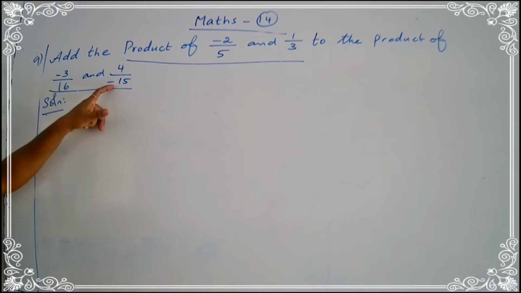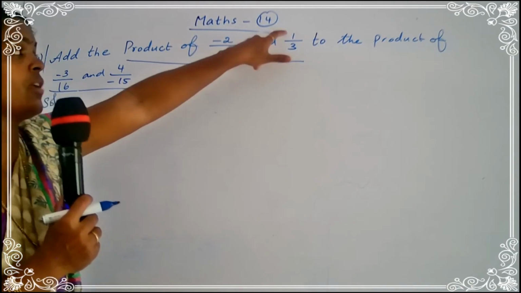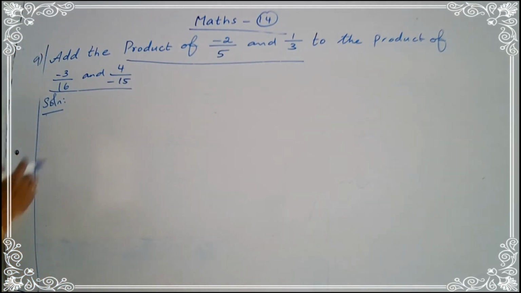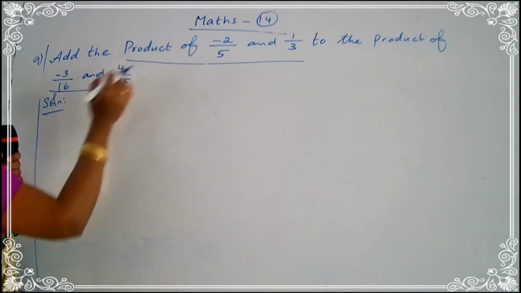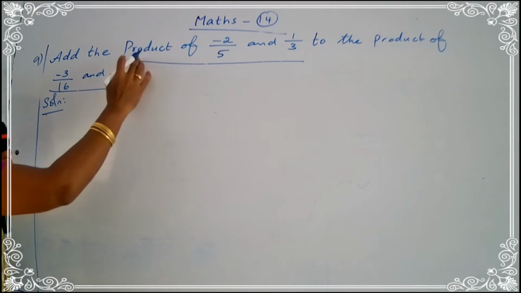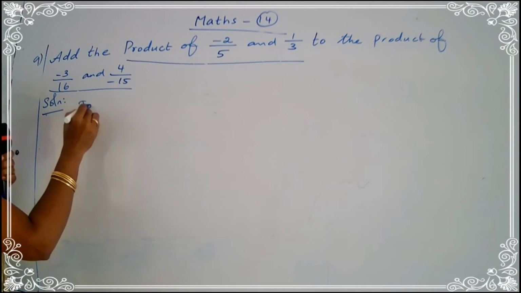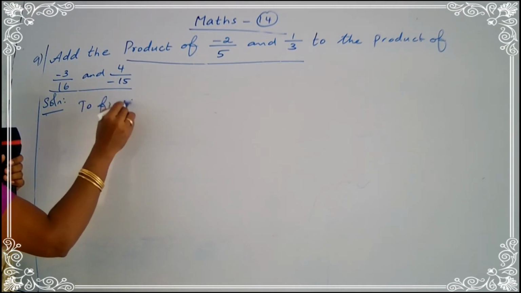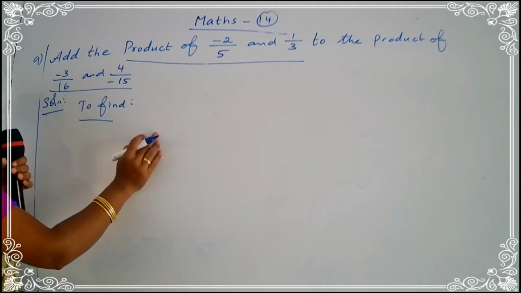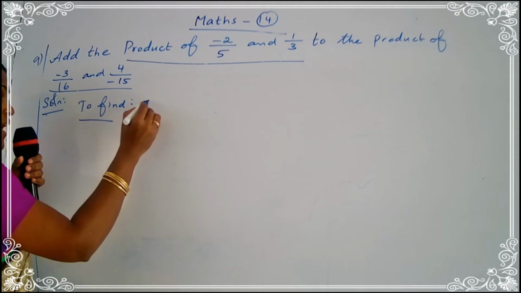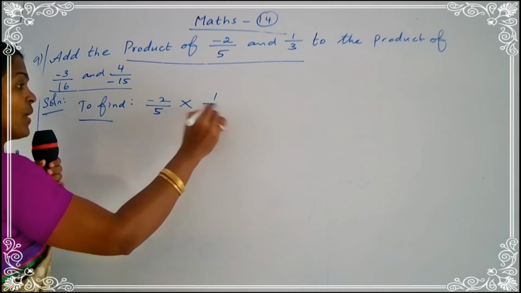So, we find the value of the product of minus 2 upon 5 and 1 upon 3. Right? We are going to add this answer to the other one. So we have to find this answer first, right? So what to do? The product of minus 2 upon 5 and 1 upon 3 can be written as, to find the product of minus 2 upon 5 and 1 upon 3. Product means multiplication. Okay. So that's why to find the value of minus 2 upon 5 into 1 upon 3. Okay children. Are you clear?